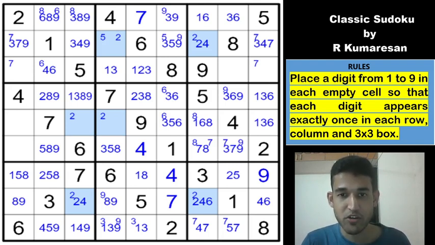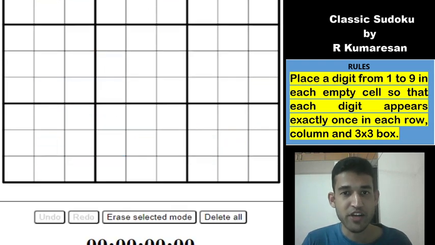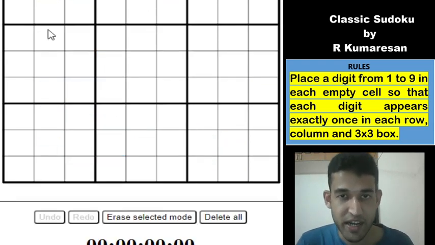So if you want to pause the video here before I move on to a different page to explain this technique, you may pause the video and try to find the XYZ wing that is hidden in the Sudoku at this point. It's a really sharp technique. So let us move on to a different page here. Maybe I have a blank grid again.